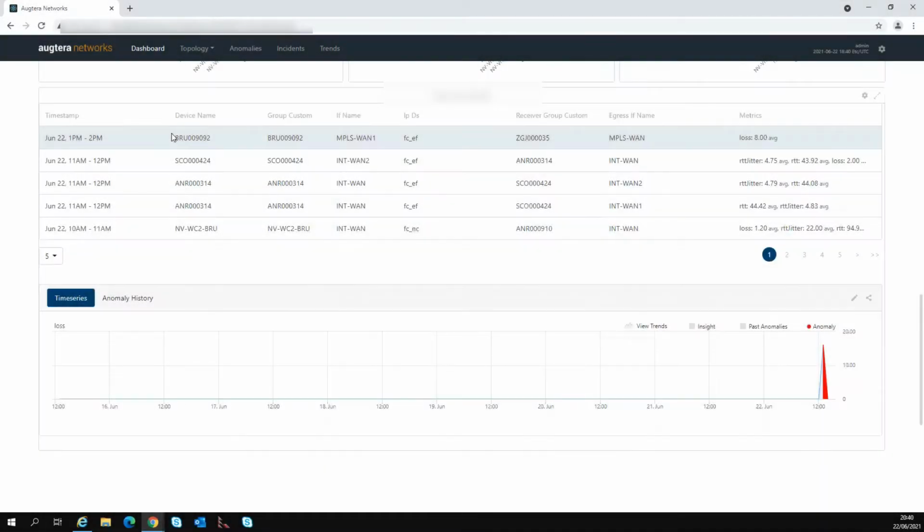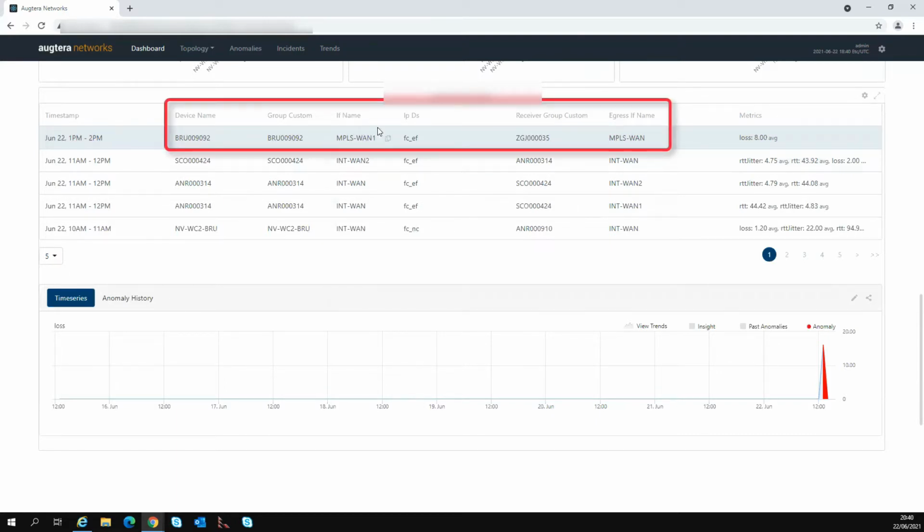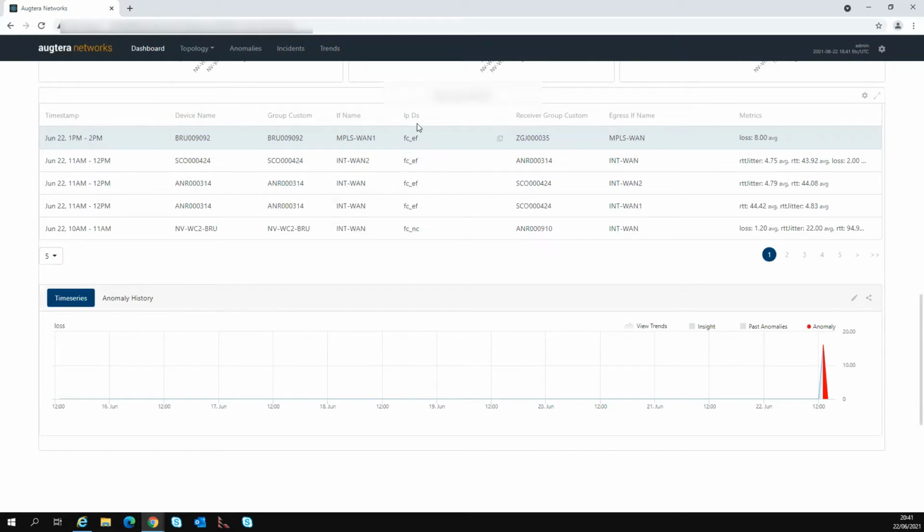First example is the MPLS circuit. Octera has generated an anomaly due to an increase in packet loss. The context of the anomaly includes details of the circuit, such as the source and destination locations, device name, and interface name. There's a sharp spike in loss on the priority queue. And looking at the timeline, there's no loss prior to the anomaly being detected, which is what you would expect with a more expensive MPLS type circuit.